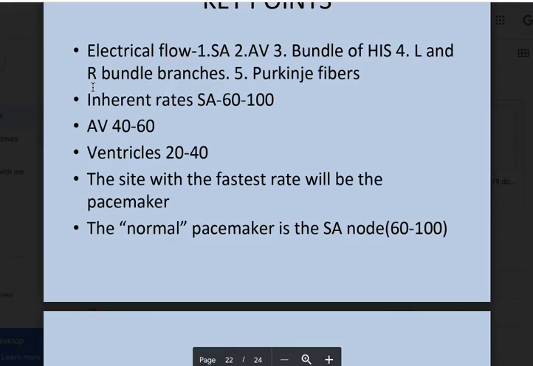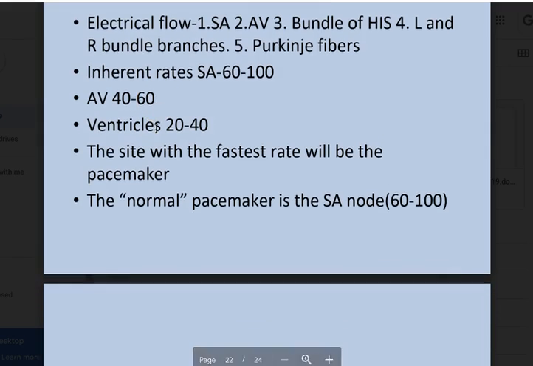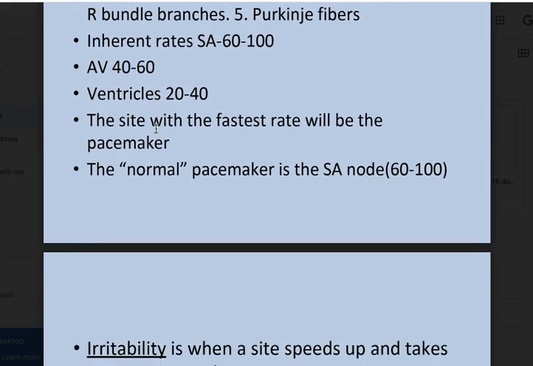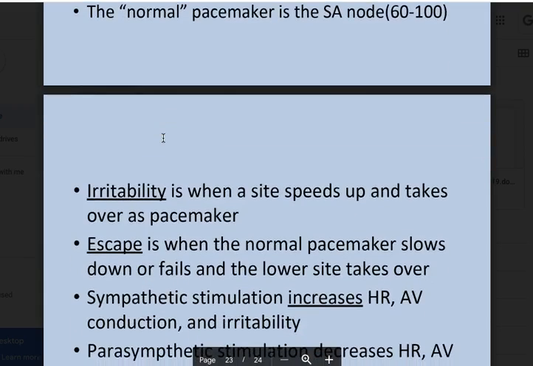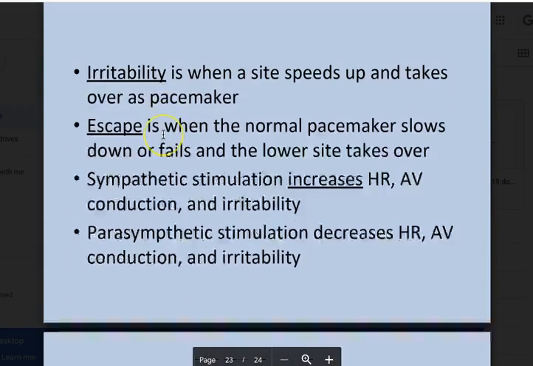You need to know the inherent rates of each of these major places. The SA node inherent rate is 60 to 100. The SA node is the normal pacemaker of the heart. The AV node inherent rate is 40 to 60, and the ventricular rate is 20 to 40. The site with the fastest rate will be the pacemaker, and the normal pacemaker of the heart is 60 to 100. Again, this is just a recap of what we talked about earlier.